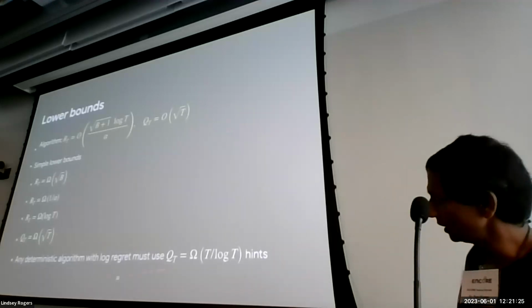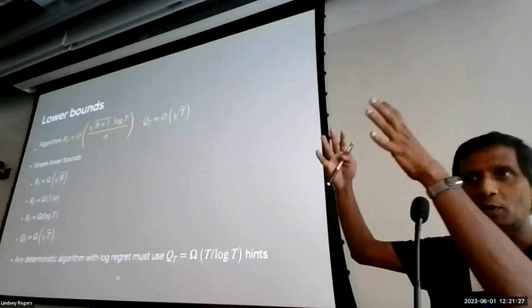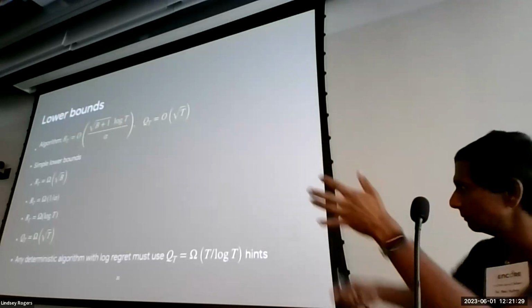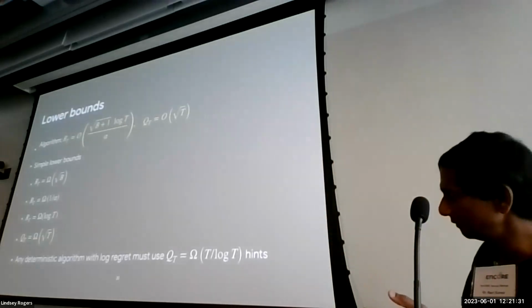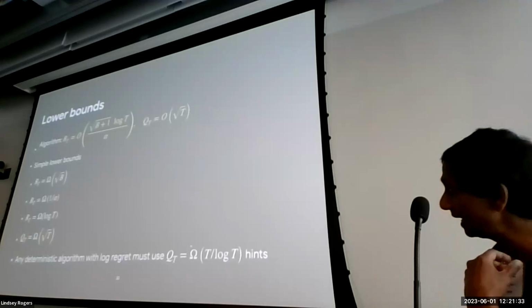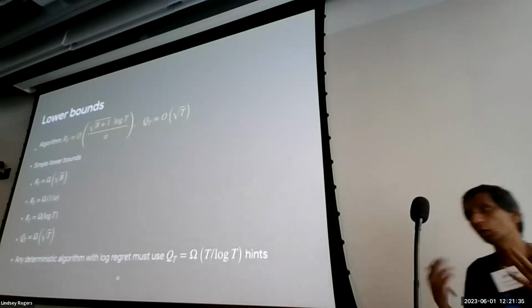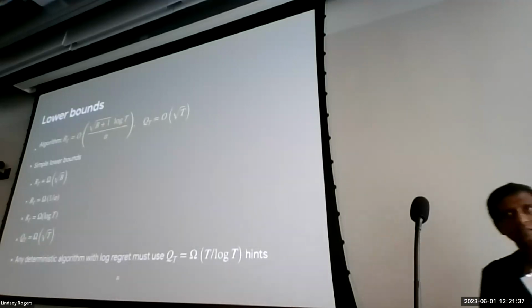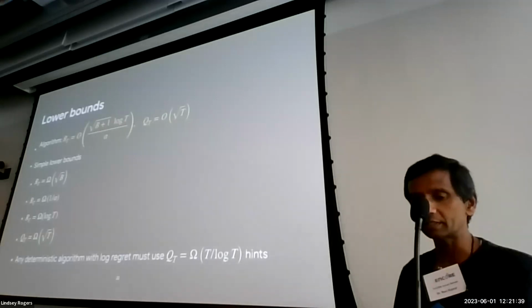In fact, even more, we really need this probabilistic box, because for any deterministic algorithm, you can show that to get log regret we'll have to use a linear number of hints. Can't hope to get sublinear hints with a deterministic algorithm.